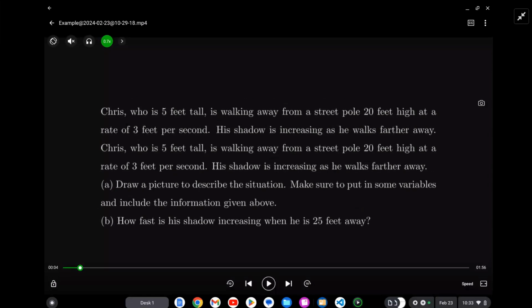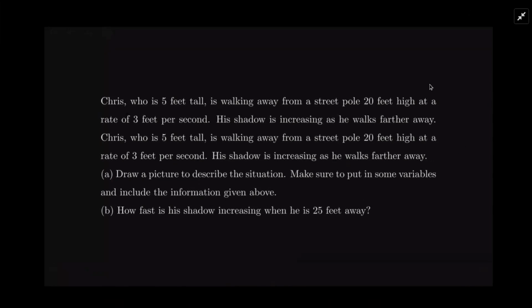I want to draw a picture to describe the situation. And this is always an important thing to get a good handle on what's going on. It's good to see an illustration. And then we're going to calculate how fast the shadow is increasing when he's 25 feet away. All right, so let's see what it looks like here.